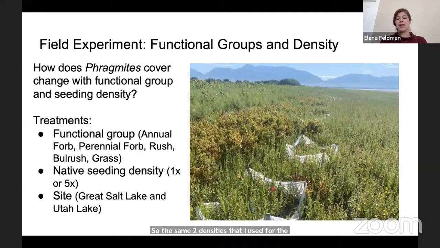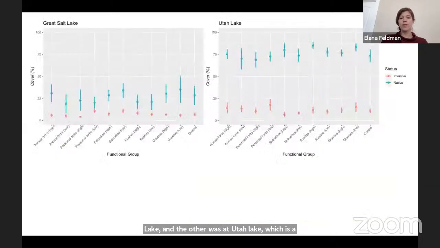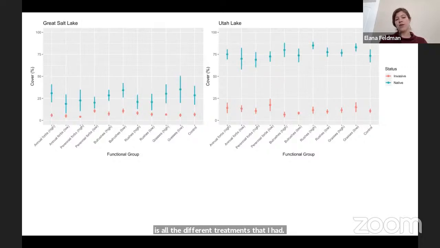And this had the added element of planting at 2 different sites. So one of my sites was at the Great Salt Lake, which, as the name implies, is a saline lake, and the other was at Utah Lake, which is a freshwater lake. So these are my results. So the x-axis is all the different treatments that I had. The y-axis is cover. Blue shows the native cover. Red shows the total invasive cover. So this was Phragmites and other invasives that came into my plots.